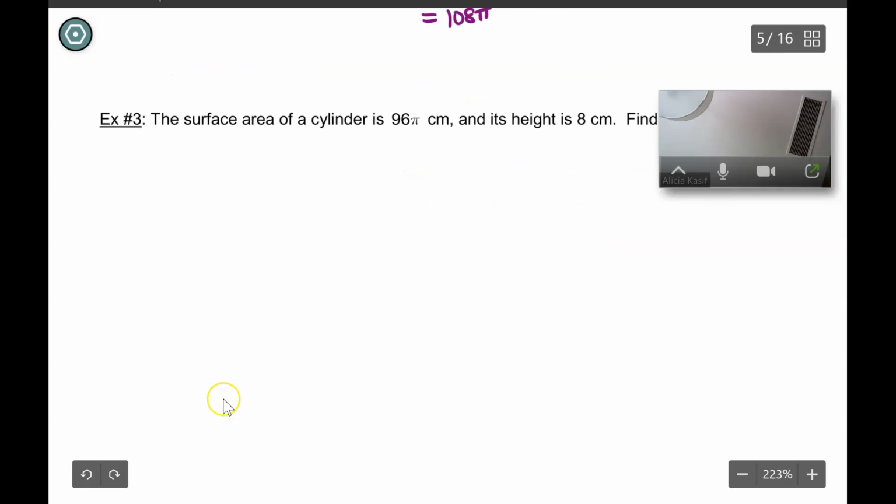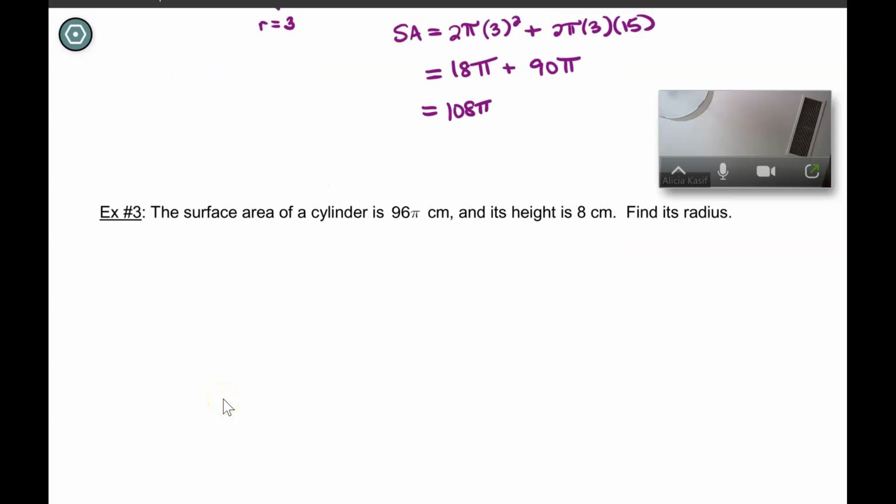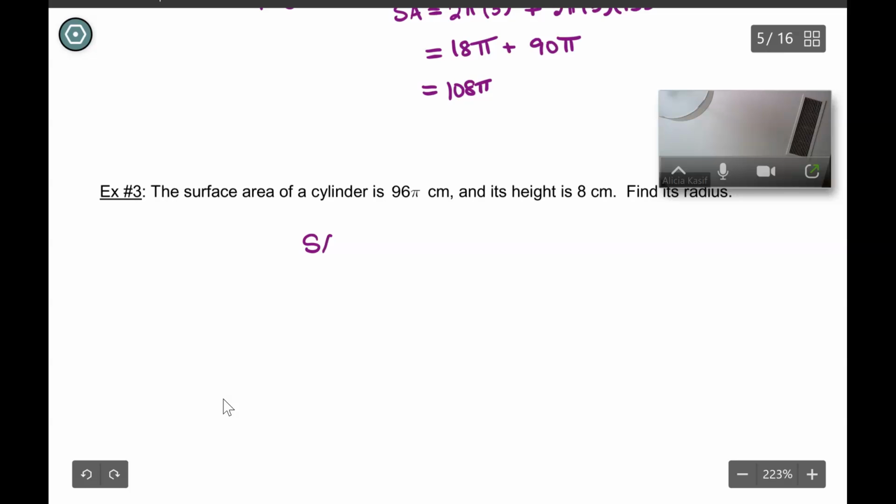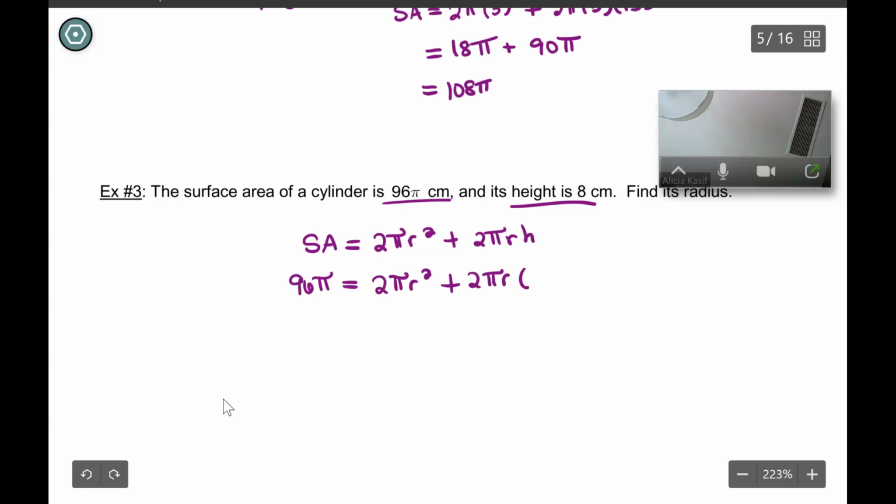Okay, the last one here. Surface area of a cylinder is 96 pi centimeters, and its height is 8 centimeters. Find its radius. Okay, so the surface area formula is 2 pi r squared plus 2 pi r h. So let's plug this in. We have surface area is given, so that's 96 pi, and we have the height is 8, so we're looking for the radius. So I have 96 pi equals 2 pi r squared plus 16 pi times r.